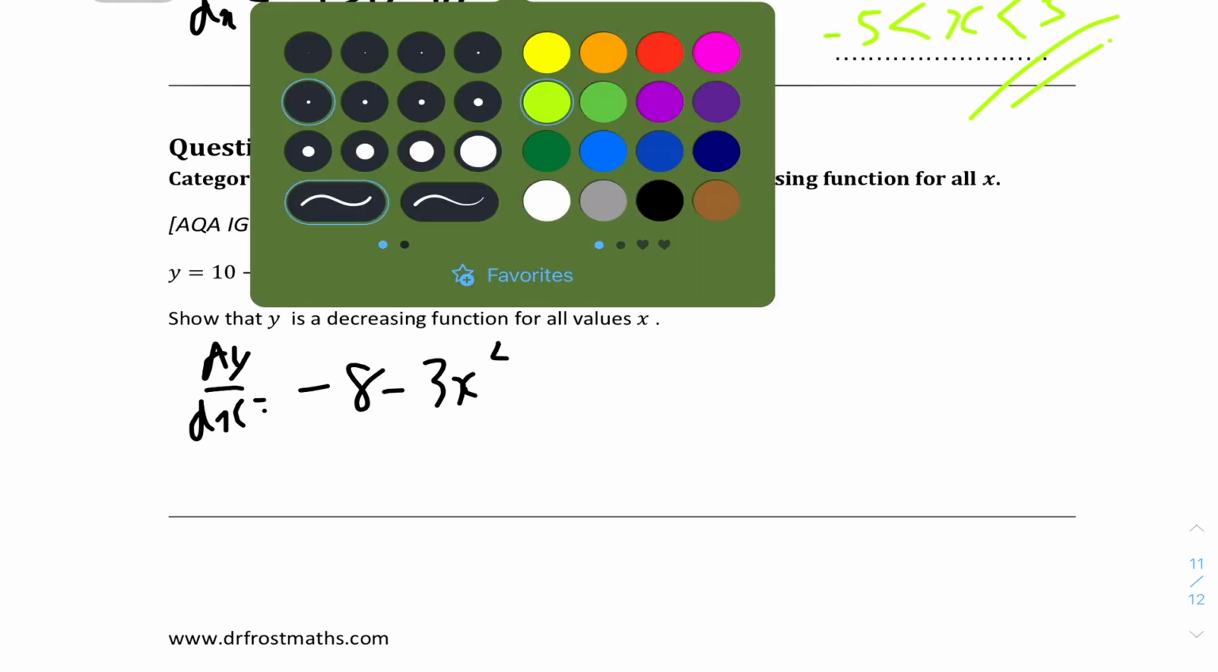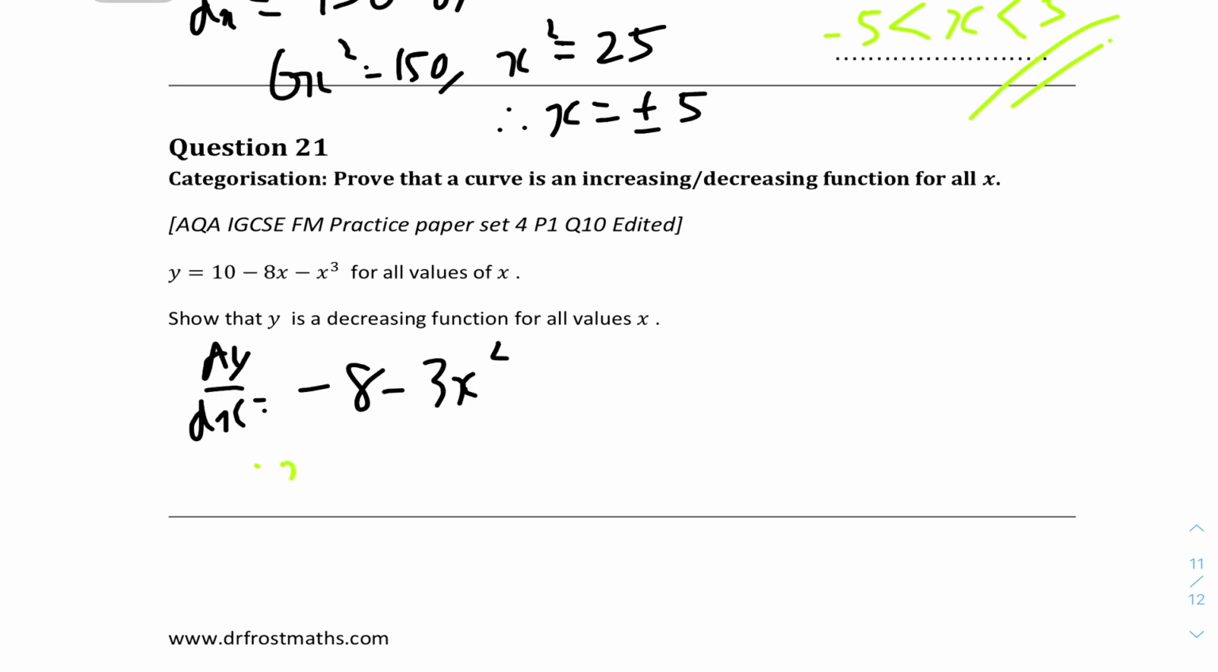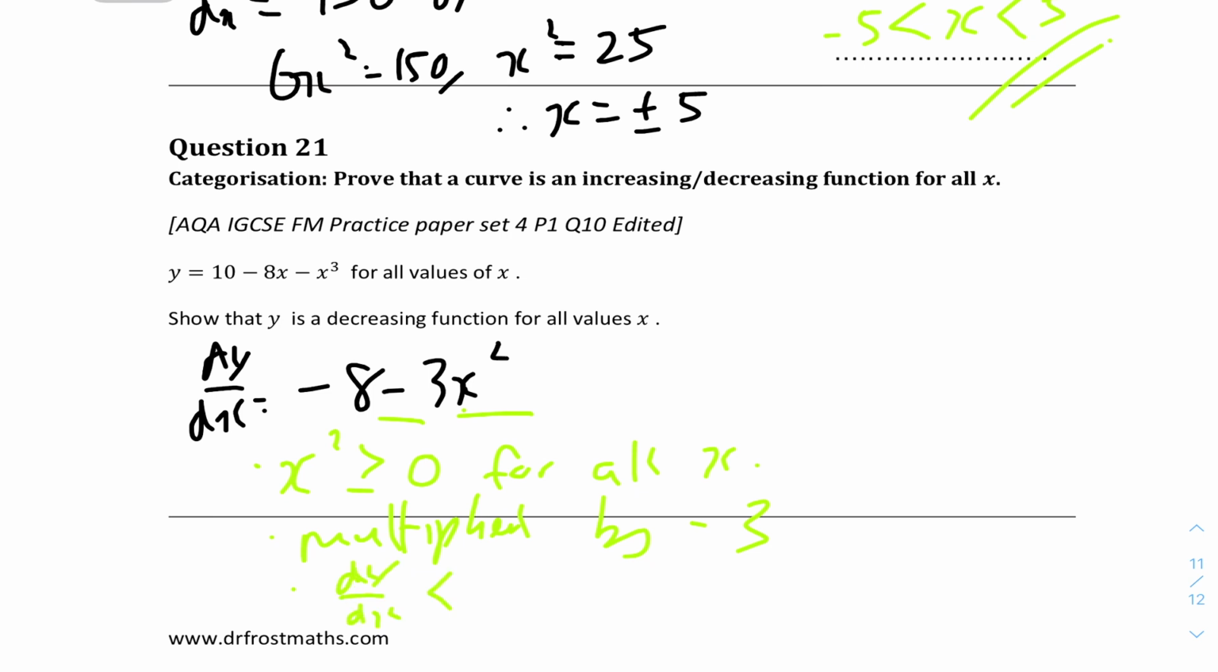So we know that for all values of x, x squared will be bigger than or equal to 0 because it's a square for all x values. And we know that it's multiplied by minus 3. That means that it will always be a negative number, because a negative number times a positive number will always be negative. So therefore we know that dy over dx will be less than or equal to minus 8, which is less than 0 for all x. And these are the answers.